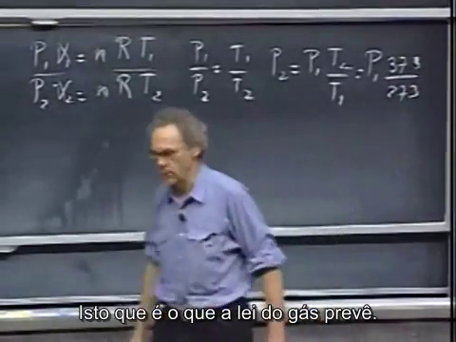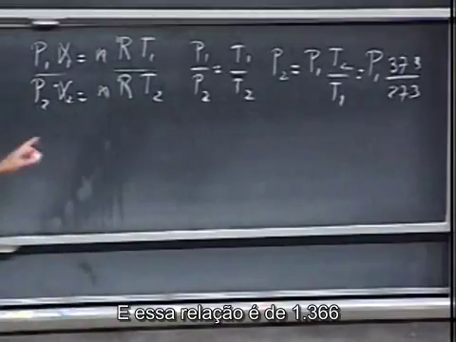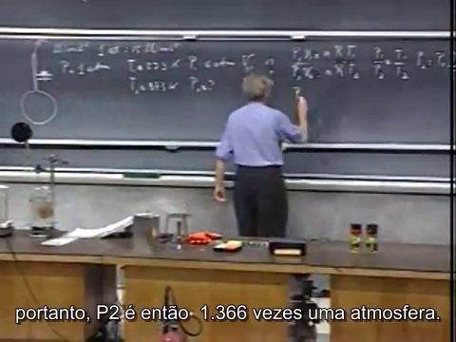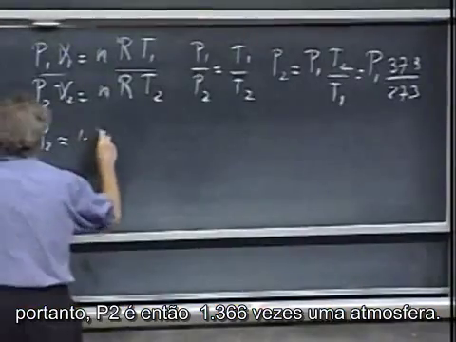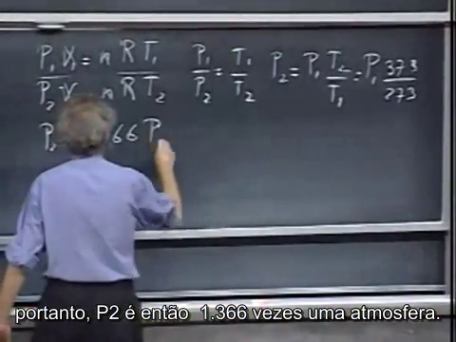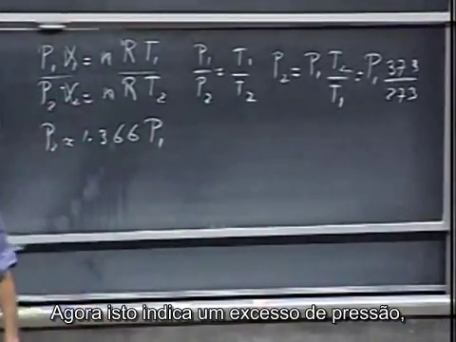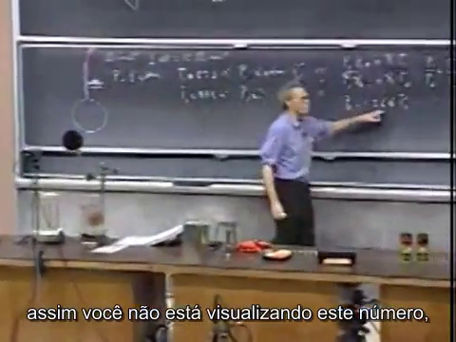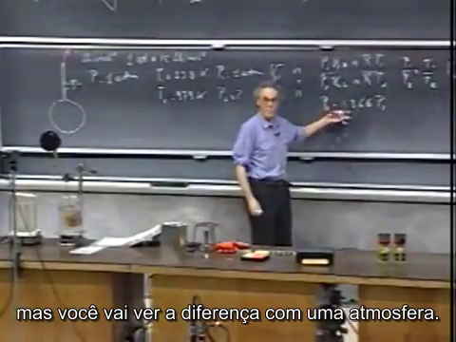That's what the gas law predicts. And that ratio is 1.366. So P2 is then 1.366 times one atmosphere. Now this gauge is an overpressure gauge. So therefore, you're not going to see this number, but you're going to see the difference with one atmosphere.